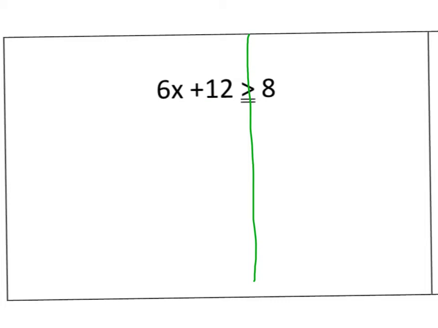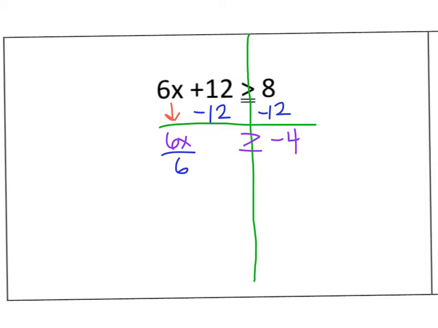So the opposite of add or positive 12 is negative 12 or take away 12, whichever way you like to say it. I can bring down my 6x. The 12s cancel out. I'm going to carry down the symbol greater than or equal to. Then 8 minus 12 is negative 4. Now my last step is divide by the number that's in front of the variable. So I'm going to divide by 6.